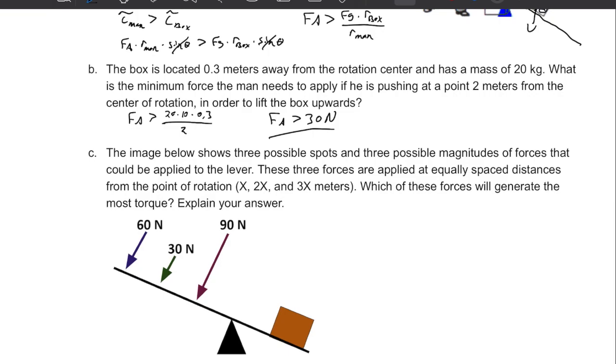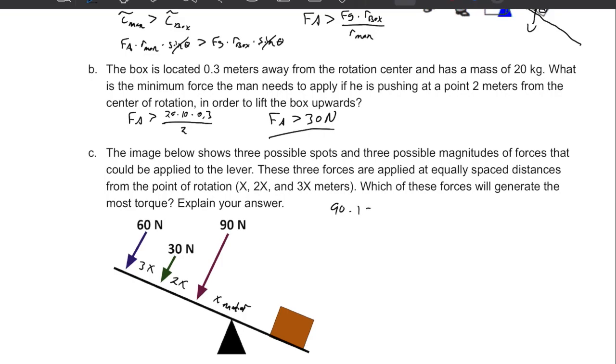So now we've got 3 different places that can be pushed along this axis, and we're trying to determine which force will generate the most torque. Well, the force and the axis that they're pushing on are all at 90 degrees, so we don't have to worry about the sine of theta because it'd be sine of 90. 90 newtons is x meters away. 30 newtons is 2x meters away. 60 newtons is 3x meters away.